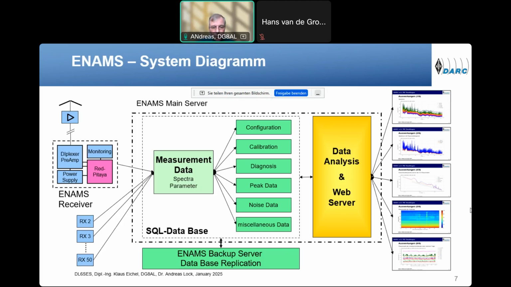We also use a backup server. It's in a physically different location. So we have a backup so that we do not lose data during our operation. In case of a failure of the main server, we can switch over to the backup server to take over the operation and data transfer to our web page. On the right-hand side, you see the part for the data analysis and the web server, and the diagrams are examples which you can see on our web page.